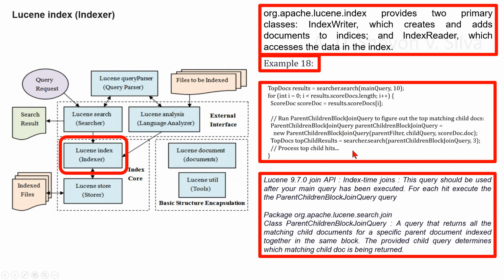To map or join in the opposite direction, use ToChildBlockJoinQuery, which wraps any query matching parent documents, creating the joined query matching only child documents. So this is basically the Lucene search module, but I included it here as an example due to the indexing. Do you see the importance of indexing here? Run the parent block join query to figure out the top matching children nodes.